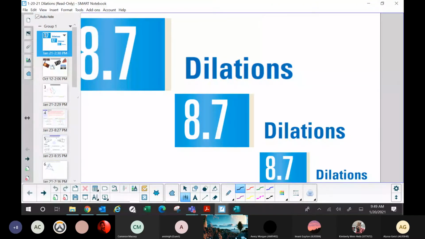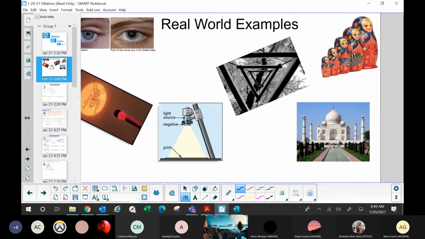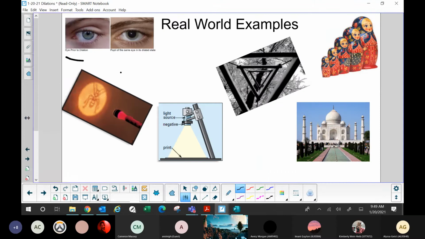Today I wanted to look at dilations, and you've had some experience with that, but some real world examples are here. When I think of the word dilation, I automatically think of going to the eye doctor when they have to dilate your pupil so it looks like this, and then you have to wear those silly glasses and your eyes hurt for a couple hours. But anyway, that's what I think of when I think of dilating. I think of my pupils getting bigger, okay? But it can go the other way. You can get bigger, you can get smaller.